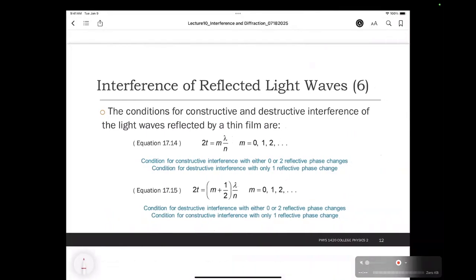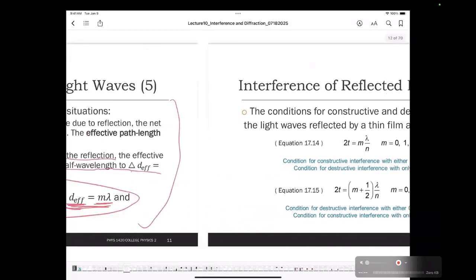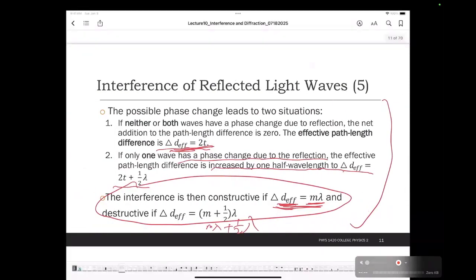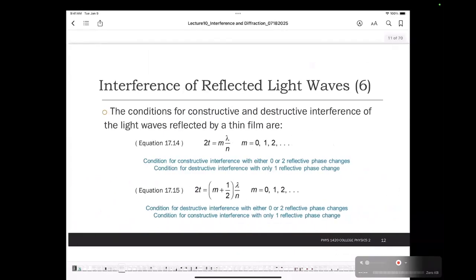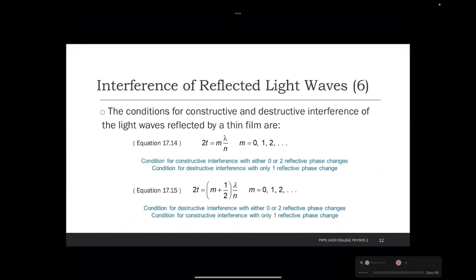Yeah, this is for the constructive interference. You can see for the constructive interference, the difference is 2t, am I right? Here the difference is m lambda. And those things should equal each other. That makes sense to you? Yeah, but you will see here is n. What is n? Do you know that?